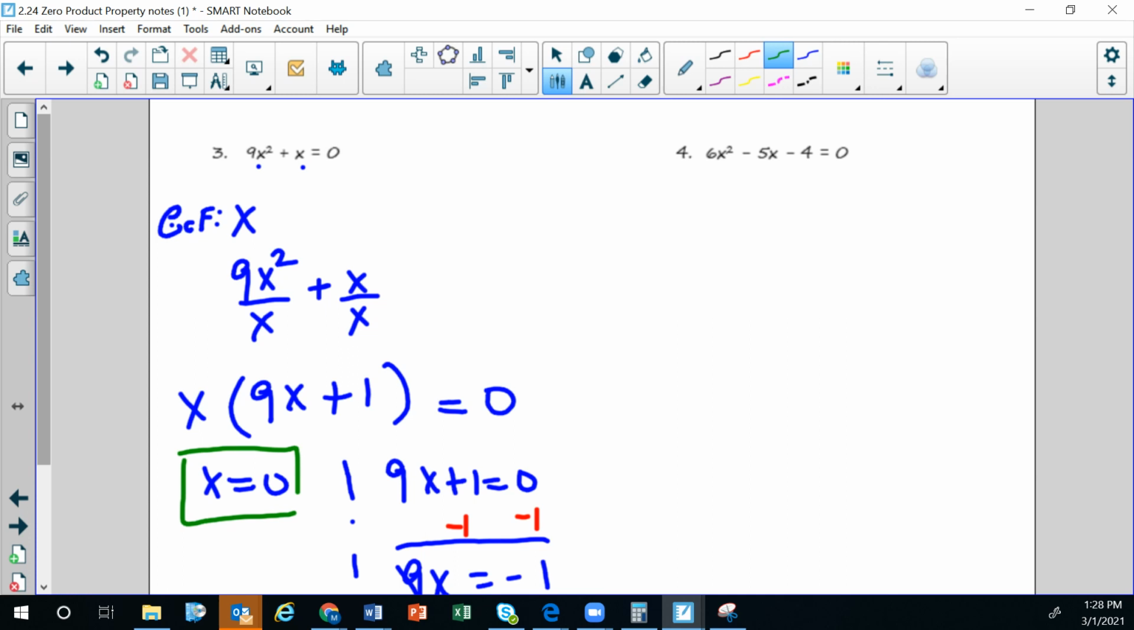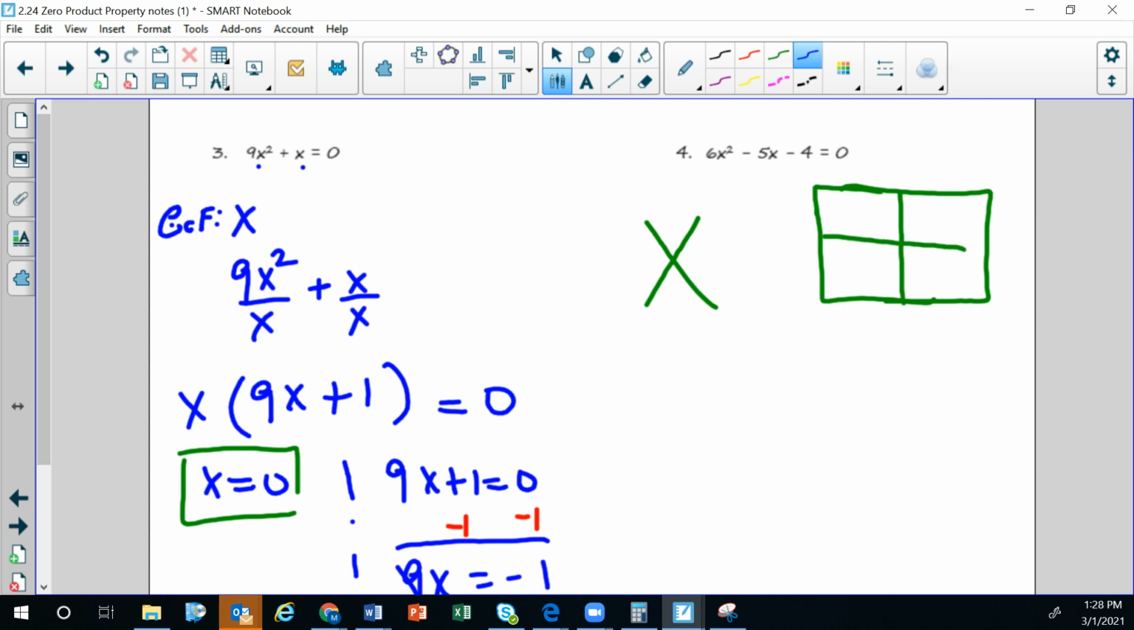Okay, so I can find my factors. I'm going to use the X box method. Again, the first box gets 6x squared. The last box gets -4. And so what are these two factors? Well, let's go over to the X. We know the top part is going to be the product of 6 and -4, and that's going to be -24.